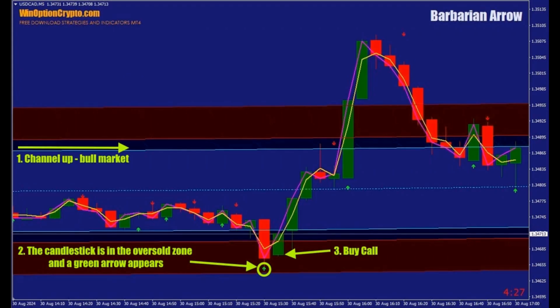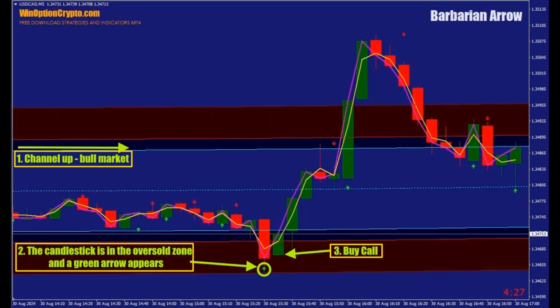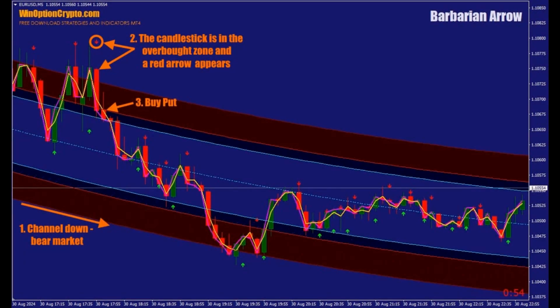So to buy call options, you need to: 1. Make sure that the trend is upward and the channel is directed upwards. 2. The candle is in the oversold zone and a green arrow appears. 3. At the opening of the next candle, we buy the call option. To buy put options, you need to: 1. Make sure that the trend is downward and the channel is directed downwards. 2. The candle is in the overbought zone and a red arrow has appeared. 3. At the opening of the next candle, buy the put option.